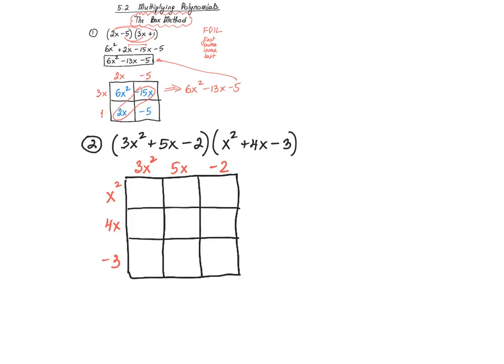X squared times 3x squared is 3x to the fourth. X squared times 5x is 5x to the third. X squared times negative 2, negative 2x squared. 4x times 3x squared, 12x to the third. 4x times 5x, 20x squared. 4x times negative 2, negative 8x. Last row. Negative 9x squared is the result of negative 3 times 3x squared. Negative 3 times 5x is negative 15x. And finally, negative 3 times negative 2 is 6.